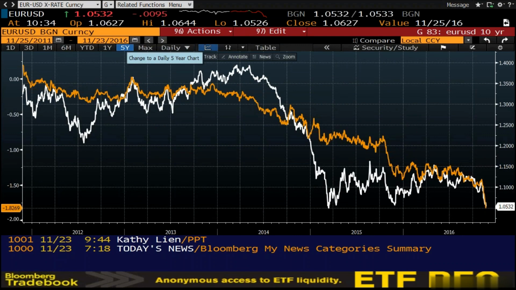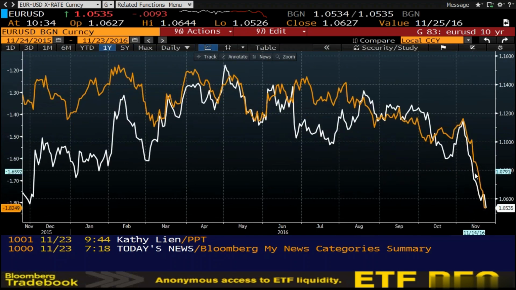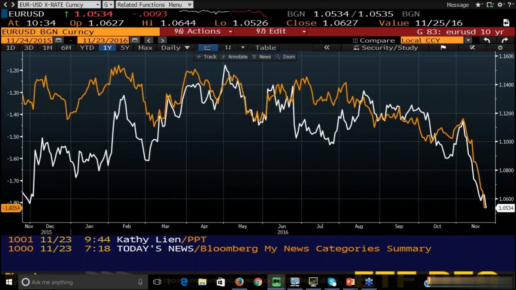You can see that there's a very strong correlation between the euro dollar and the spread between 10-year German and U.S. yields. And it's actually a huge leading indicator for where the euro is headed. So you can see from this chart that the euro dollar, there's no kind of arb opportunity, but the euro dollar is definitely breaking down as yield spreads continue to fall.